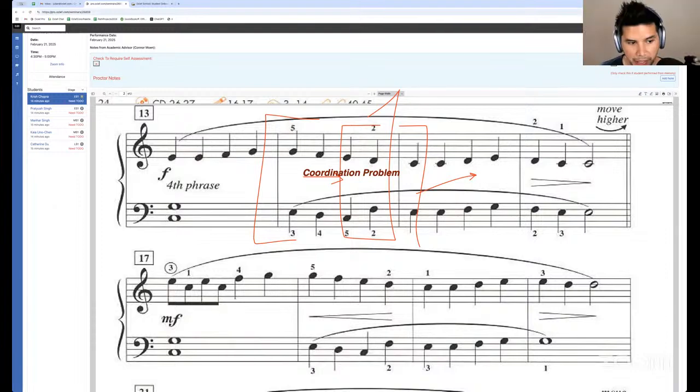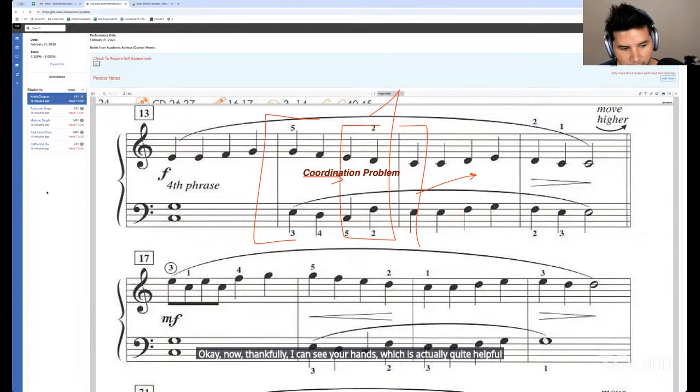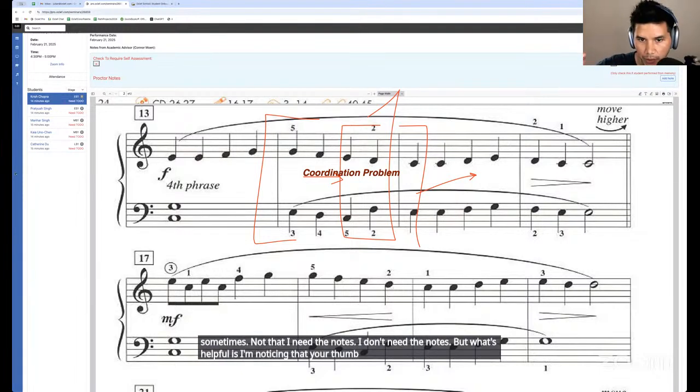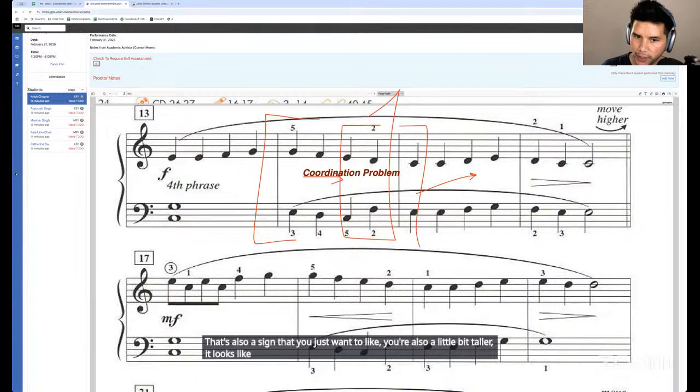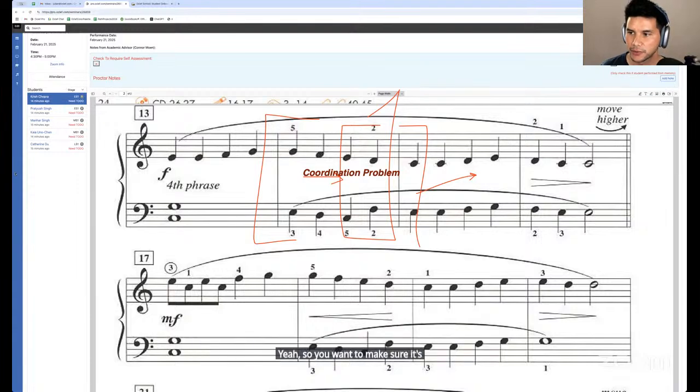Okay, now, thankfully, I can see your hands, which is actually quite helpful sometimes. Not that I need the notes, but what's helpful is I'm noticing that your thumb pops off the keyboard a little bit. That's also a sign that you're a little bit taller, it looks like. Take your elbow in the right hand and bring it out to the same level as your wrist. Yep, so you want to make sure it's equal to the same level as your wrist. So it's still not exactly there.